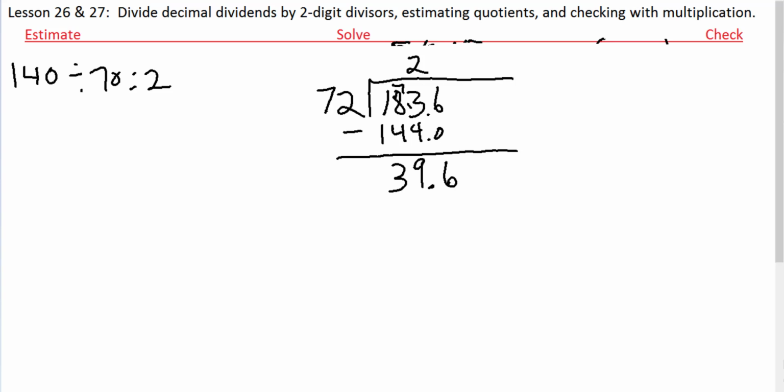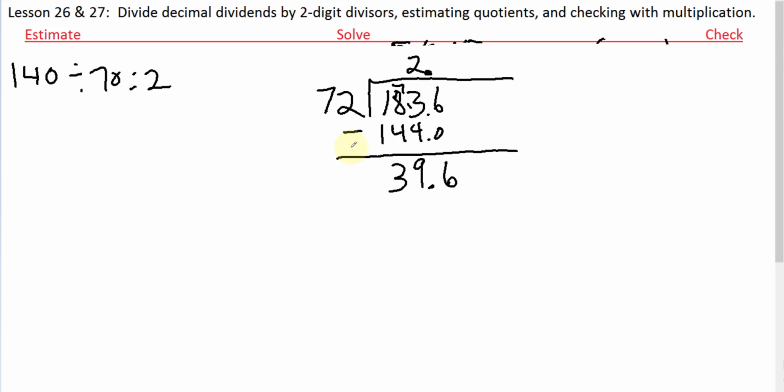So I went ahead and got started here already using some skills we've already learned. We did 183 and 6/10 divided by 72. We started with an estimate of 140 divided by 70 equals 2, so we started with 2. Note that I put the 2 in the ones place, and we want to make sure that we have that decimal point in place there. So 2 times 72 is 144, which we solved and subtract, so we're now sitting at 39 and 6/10.